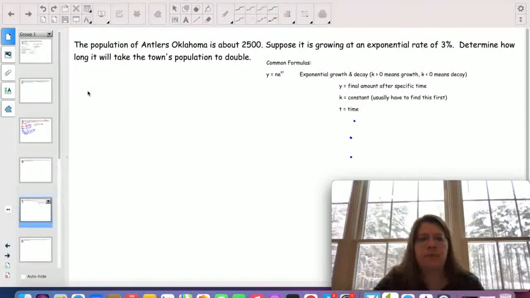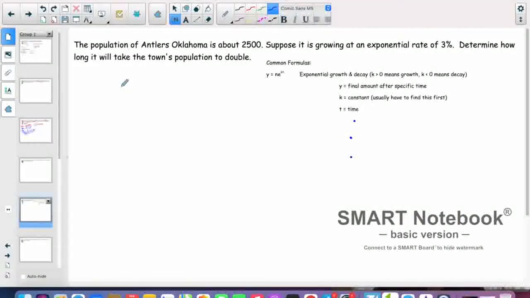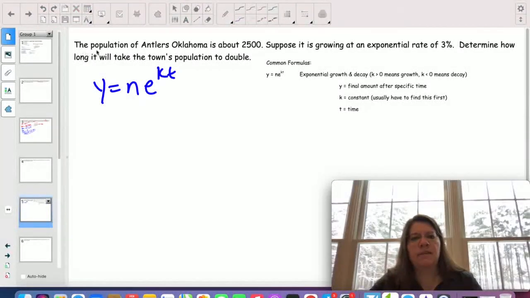Okay, so if I put that in, I've got y equals ne to the kt. To plug into this, it's telling us that the population of Antlers, Oklahoma is 2,500. And it's growing exponentially at a rate of 3%. Determine how long it will take for the population to double. Okay, well, our initial value, our n value is 2,500. That's what we start with. How much would the population be when it doubles? Hopefully you're saying 5,000. So that would be our y value, our final amount.